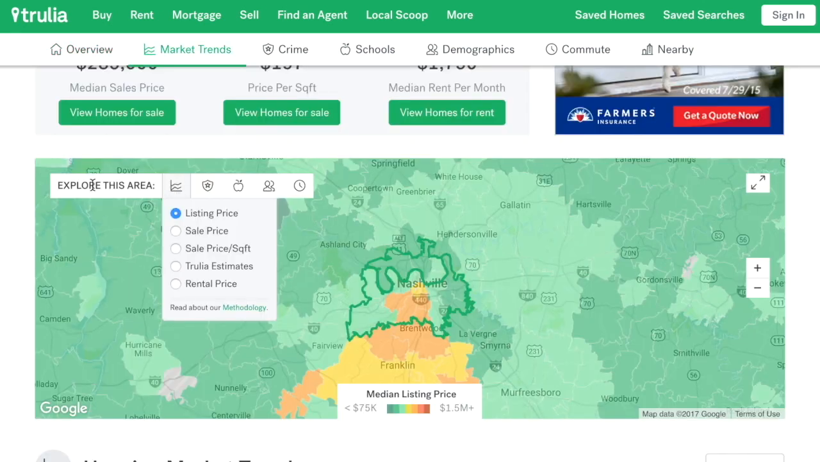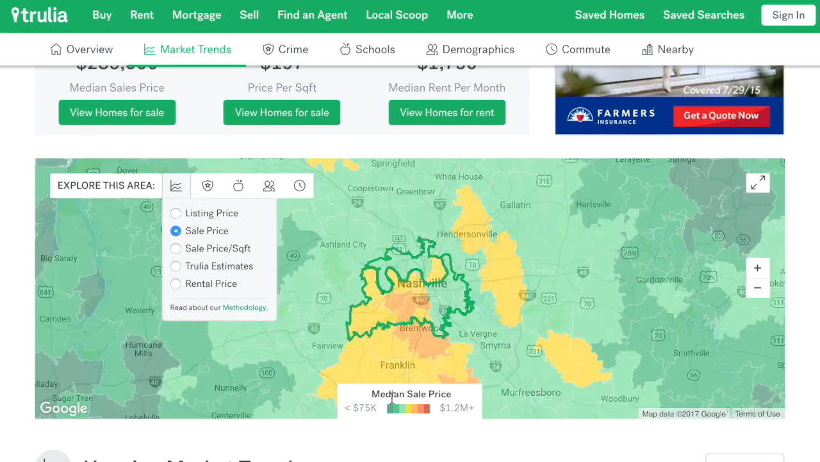Right next to this Explore This Area, if I click on this little Trends thing, it's going to say, do you want to see data based on listing price, sale price, price per square foot, which is really cool, and estimated rental income. So let's look at sale price. So it creates some heat maps here, and it basically goes from really low to high. Right, so it goes from 75,000 up to 1.2 million.